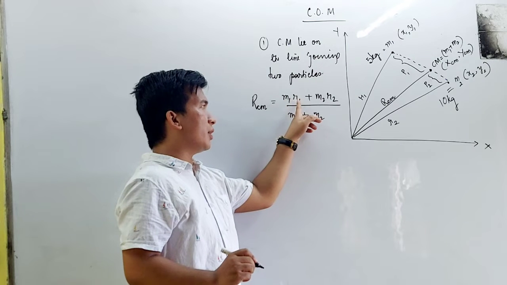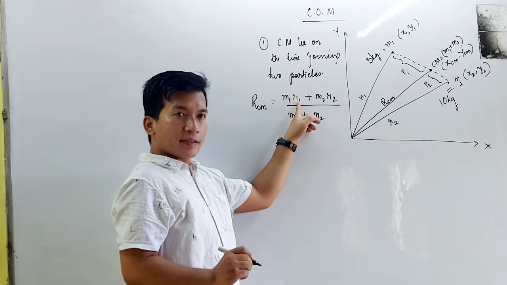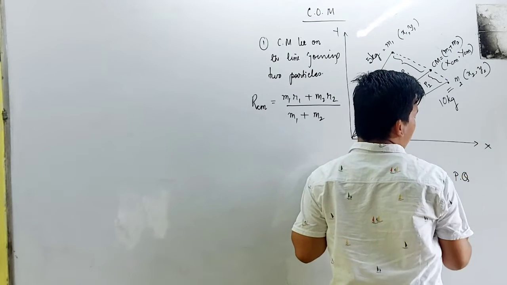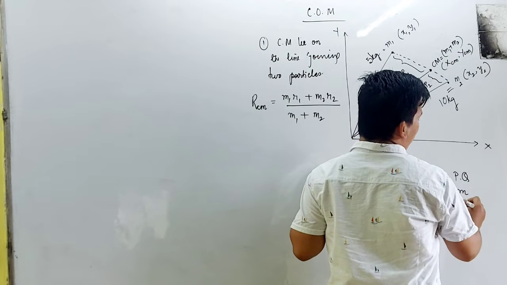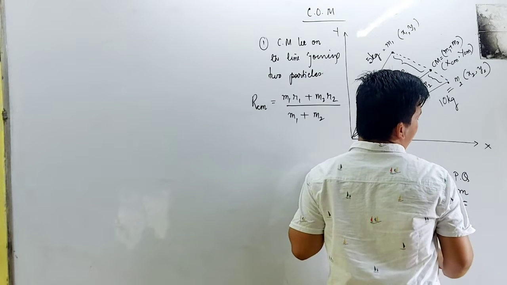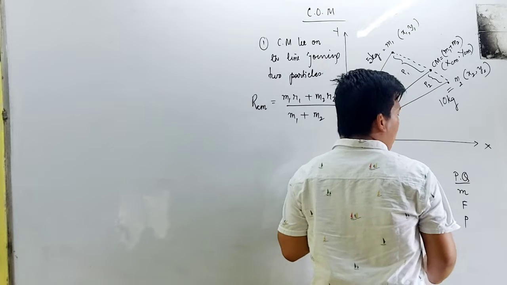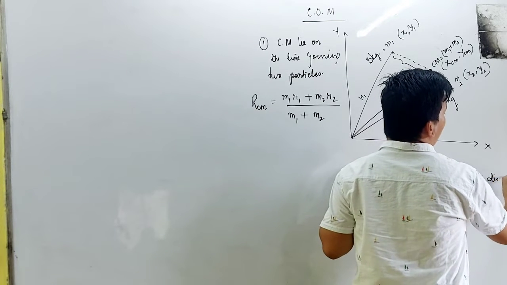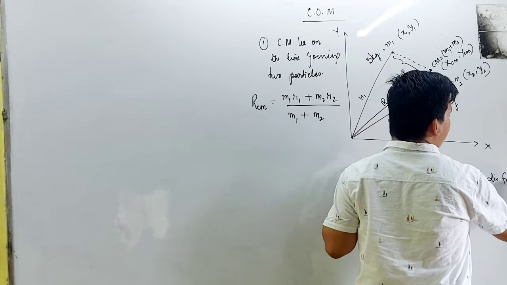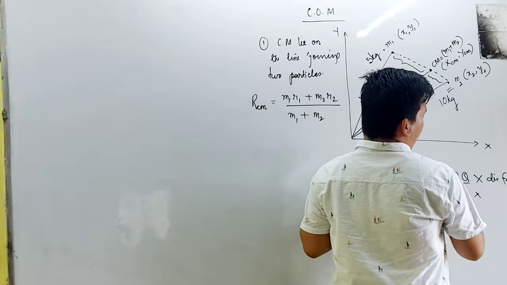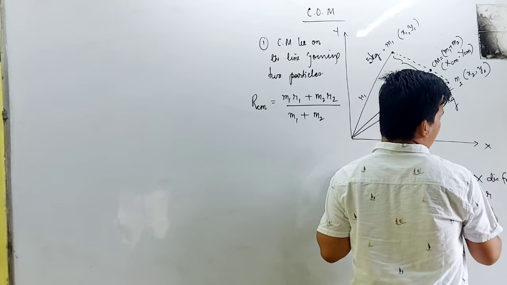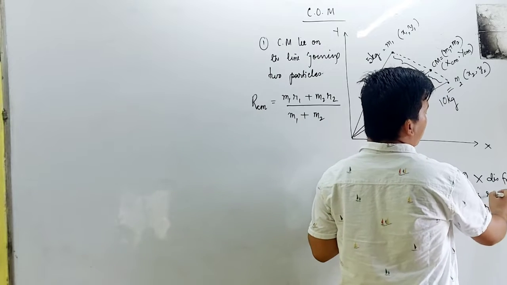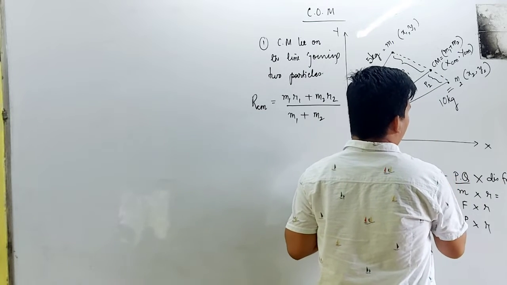What about R1? This is a distance. If any physical quantity, it may be mass, force, momentum, or whatever, is multiplied with its distance from the origin, such as M multiplied with R, F multiplied with R, P multiplied with R, this is known as moment.